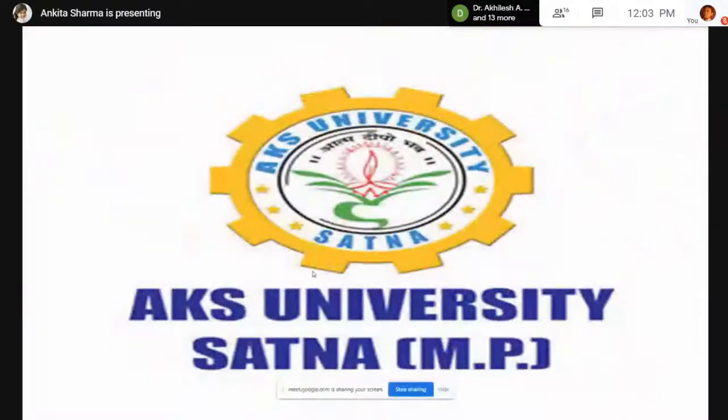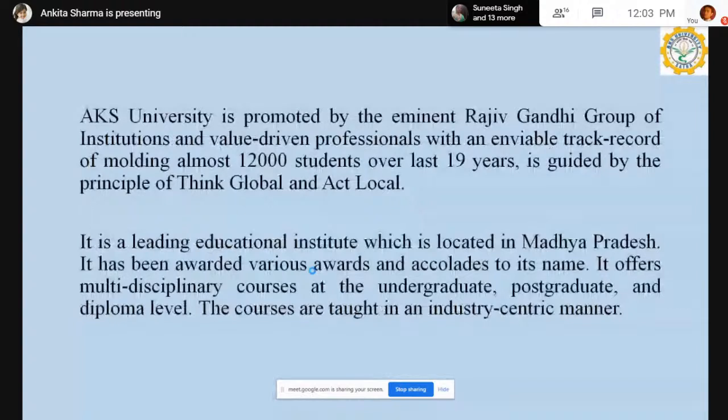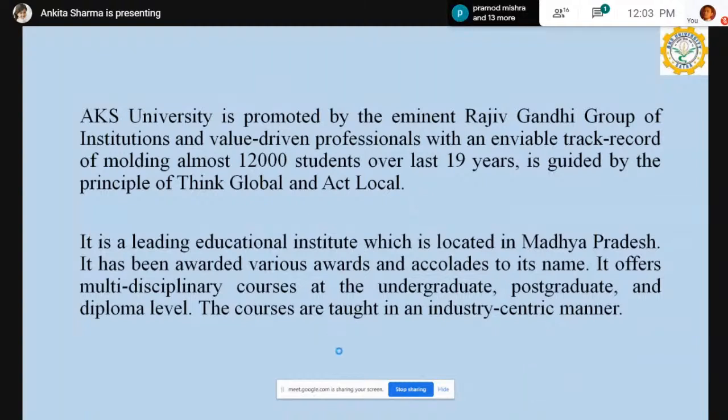Okay, so I'm here to tell you about the university. This is AKS University, which is located in Satna, Madhya Pradesh, and it was established under the Act of the Government of Madhya Pradesh that was passed on 23rd November 2011. It is an initiative of Rajiv Gandhi Group of Institutions. It is promoted by the eminent RGI Group of Institutions and value-driven professionals with an enviable track record of molding almost 12,000 students over the last 19 years, and it is guided by the principle of think global and act local.